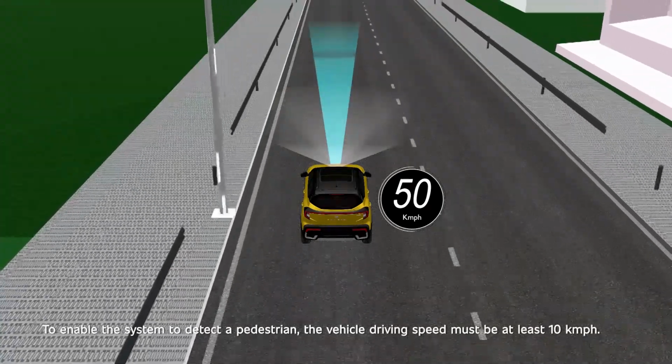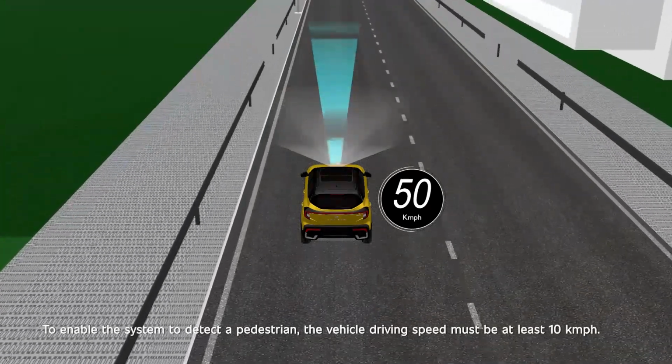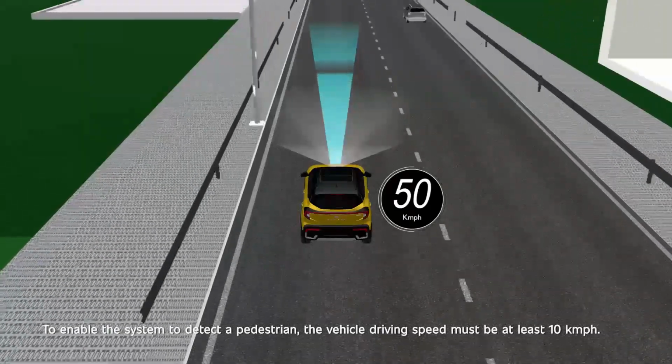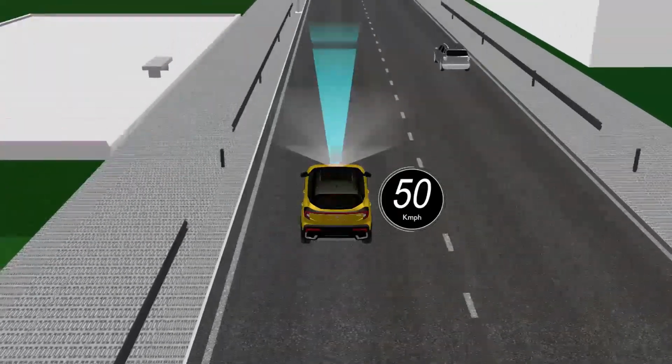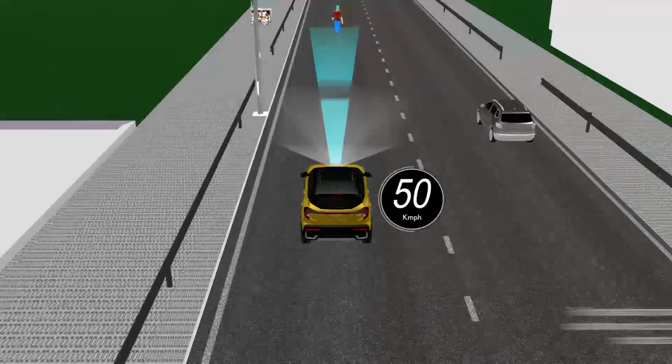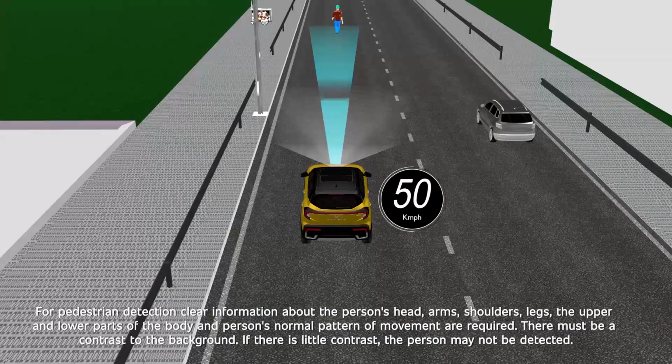To enable the system to detect a pedestrian, the vehicle driving speed must be at least 10 km per hour. For pedestrian detection, clear information about the person's head, arms, shoulders, legs, the upper and lower parts of the body and person's normal pattern of movement are required.